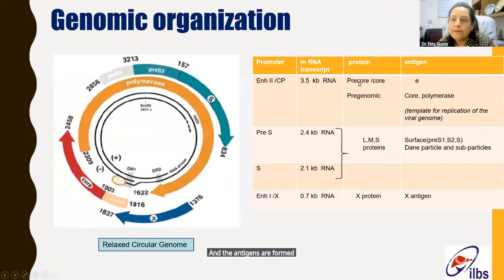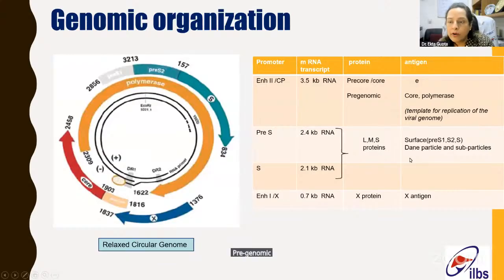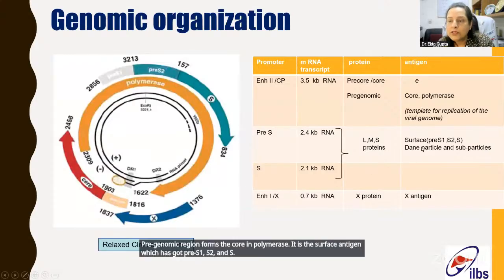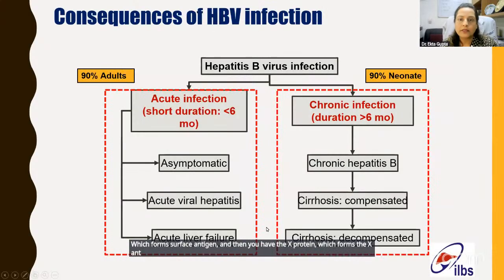Classically, you have the pre-core and core protein, which forms the E antigen. The pre-genomic region forms the core and polymerase. The surface antigen has pre-S1, pre-S2, and S, which form the surface antigen. And then you have the X protein, which forms the X antigen of the virus.